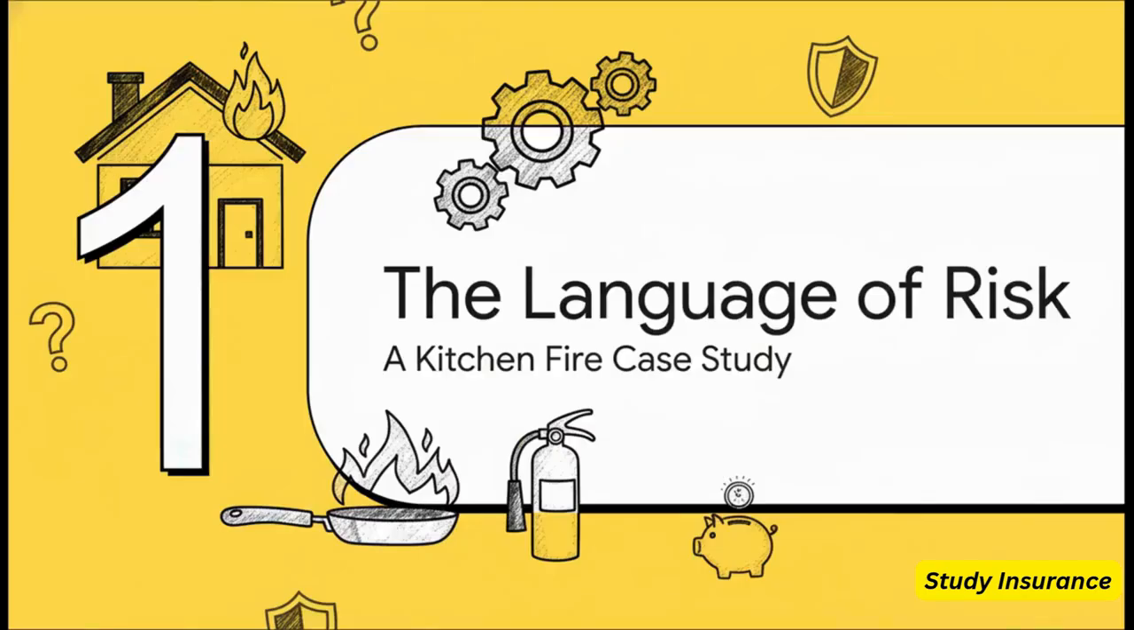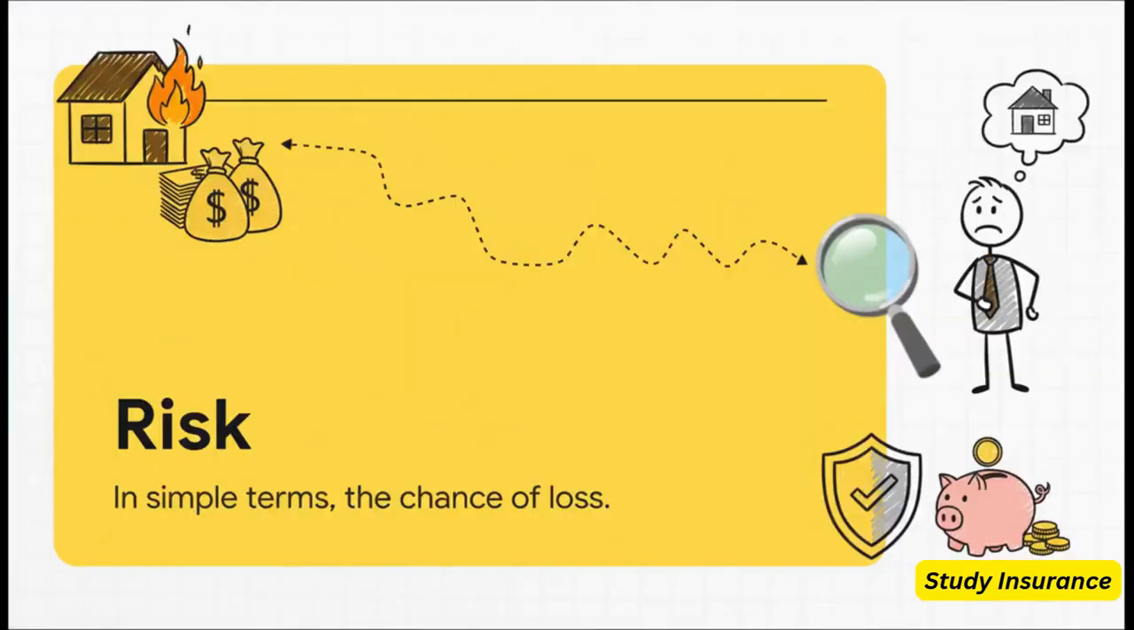So, that little disaster story? Well, guess what? It contains every single core concept you need to nail this part of your exam. We're going to use this kitchen fire to translate all that dense textbook language into something you can actually see, understand, and remember. Let's kick things off with the big one, risk. In the world of insurance, risk is pretty simple. It's just the chance of a financial loss. In our story, the risk wasn't the fire itself. Nope, it was the chance that your property, your kitchen, your whole home, could be damaged, costing you a ton of money.